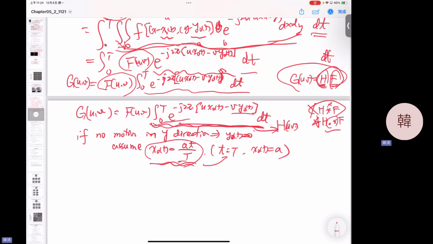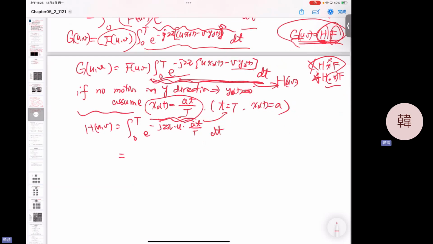Anyway, there's a relationship between your input image spectrum, dot multiplied by your frequency domain spectrum, giving the observed one. So what's this one? Under this assumption, not in the y direction, only in the x direction, horizontal movement, H(u,v) becomes very simplified: the integral from 0 to T, the exposure time, of exponential minus j 2 pi u x0(t), where x0(t) is a t over T, dt. So just copy down this one, put it there.